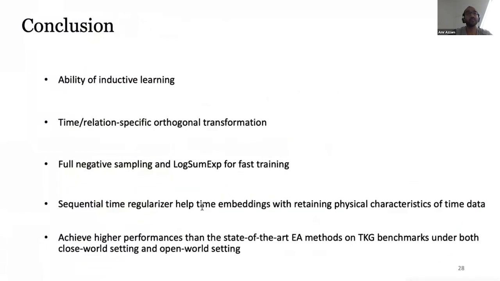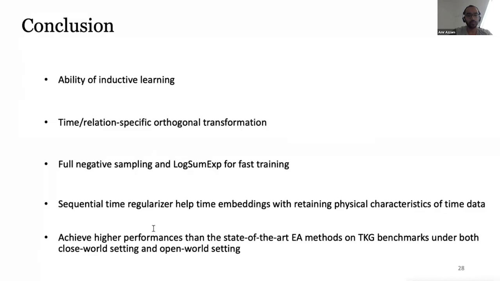In conclusion, we propose a novel temporal GNN model, TREA, for time-aware entity alignment. TREA has the ability of inductive learning to represent new emerging entities and time steps. TREA uses time and relation-specific orthogonal transformations instead of linear transformation in GCN. In order to improve training effectiveness and efficiency, we adopt full negative sampling and log-sum-exp operation. A sequential time regularizer is used to help time embeddings retain physical characteristics of time data.